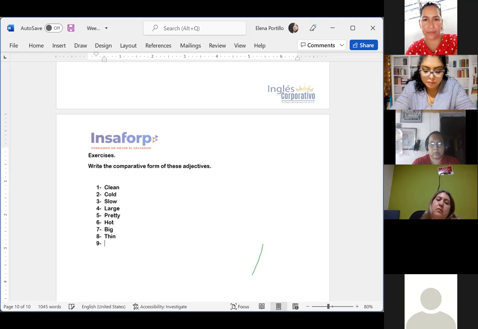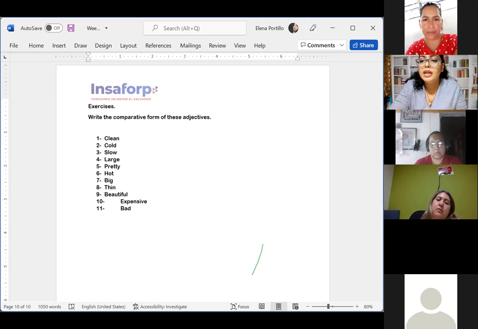beautiful, expensive, and van. Then the exercise number two is also to change the word to a comparative adjective, but in this case, we're going to have sentences. So we're going to use the correct form of the adjective that in this case is the comparative form. So we are going to have the exercise two. In this case, our sentence.